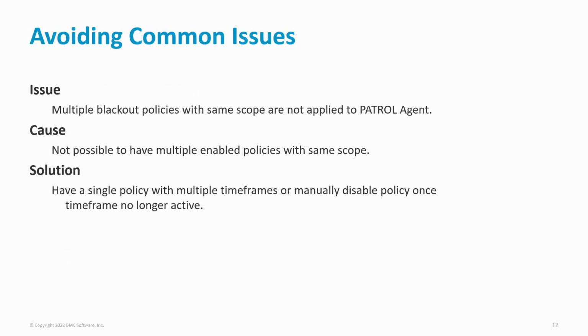If there are multiple blackout policies with the same agent selection criteria and the same scope, that is, the policies are all of scope complete agent or all of scope monitor instance, and the monitor instance is the same, then only the one with the highest precedence is applied to the patrol agent. To prevent this issue, either have a single policy with the multiple timeframes, or once a timeframe is no longer active, for example it was used for an ad hoc blackout, then disable the associated policy.